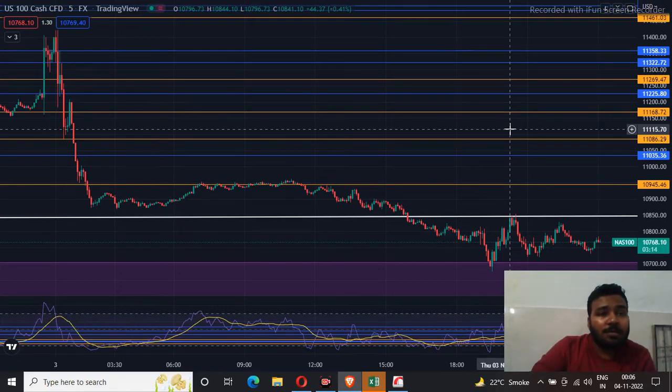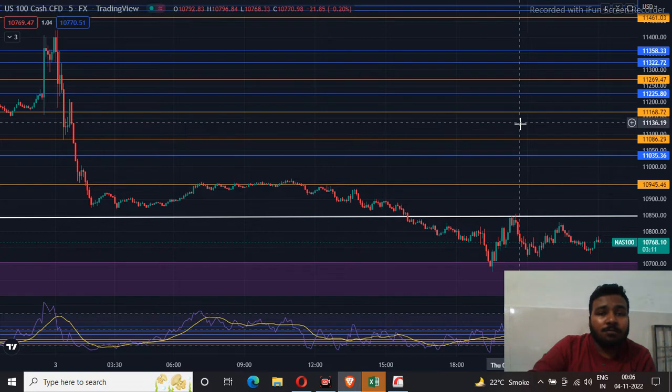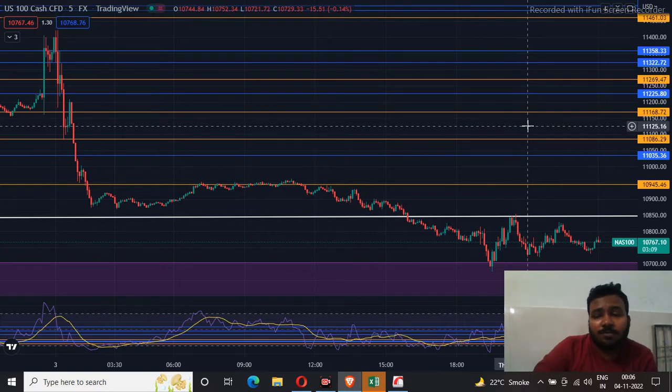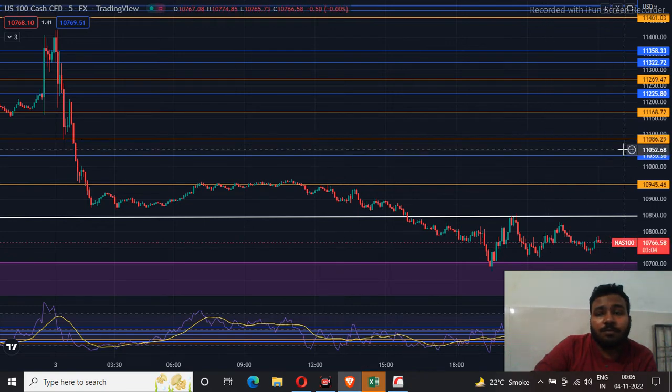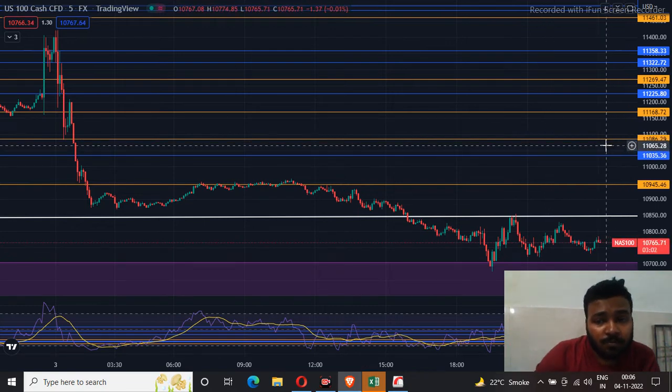So let us see now the NAS 100, the US 100 cash CFD analysis for today, the levels expected by the market and the market scenario for the next day that we will do the analysis.